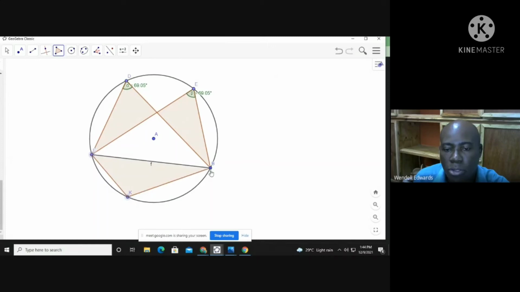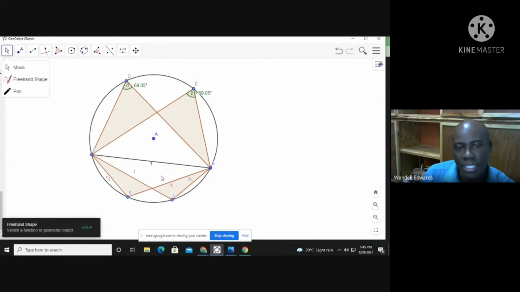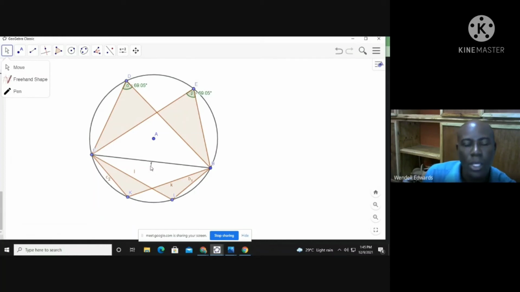So let me put some other ones in the other segment. I'm putting them in the other segment. As you could see here, I just decorated this other segment, the smaller segment right here. Based on where I stopped these, we're seeing 69.05, 69.05. D and E are the same. Now we're going to be focusing on the angle at K.